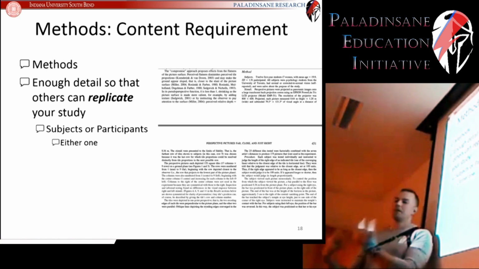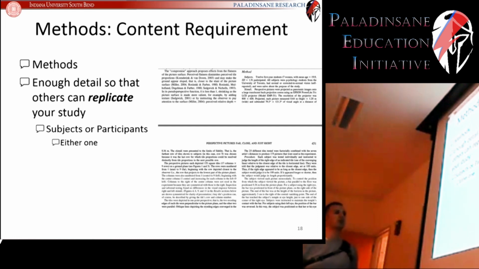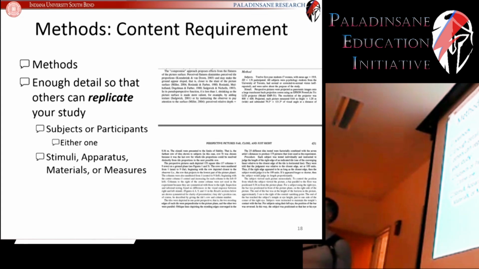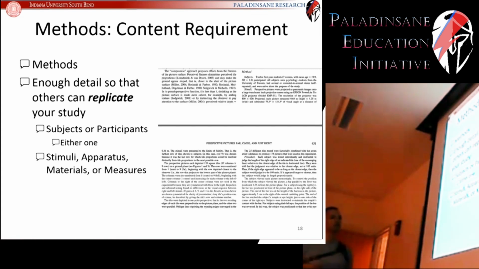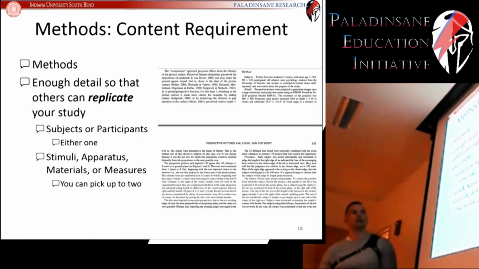There's trends towards people using one or the other. It doesn't really matter. Anybody familiar with APA will understand it. That's your first section. Next section, also a list of your ingredients: stimuli, apparatus, materials, or measures. Once again, you can pick two of those.